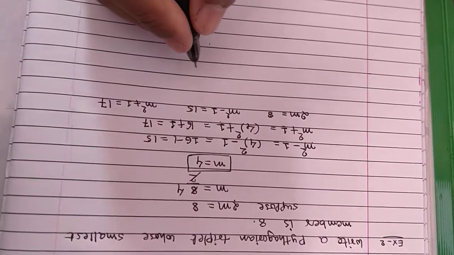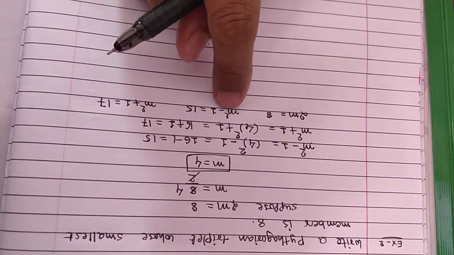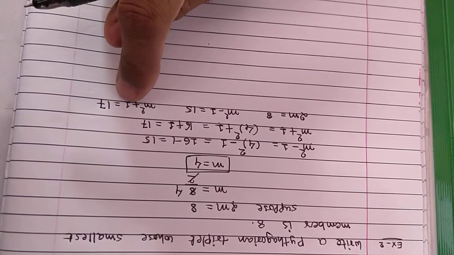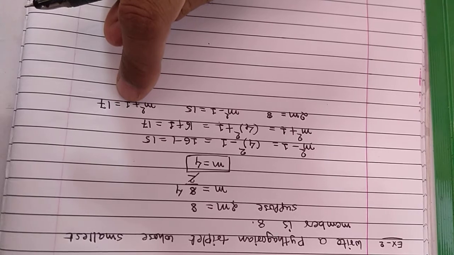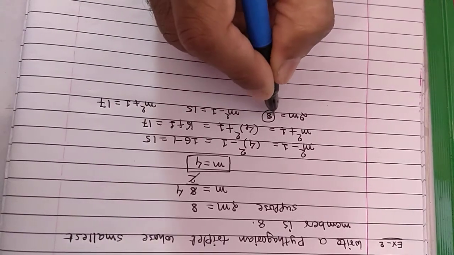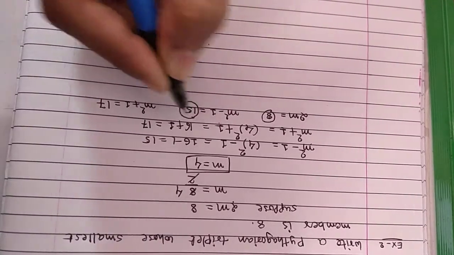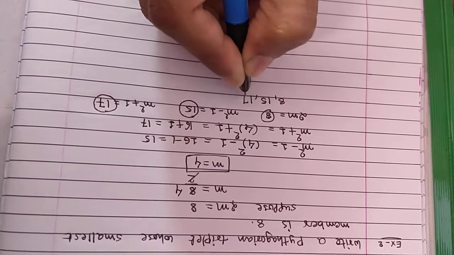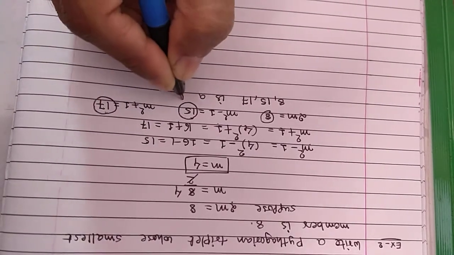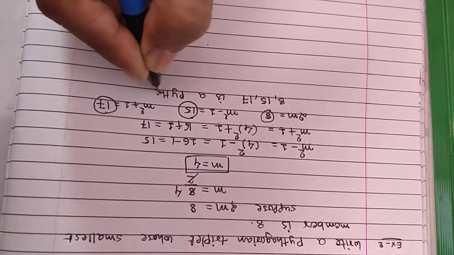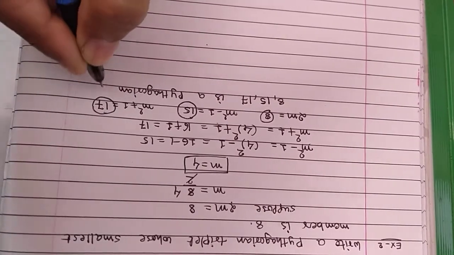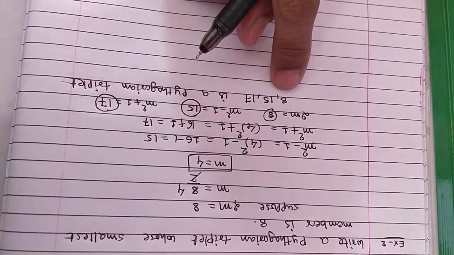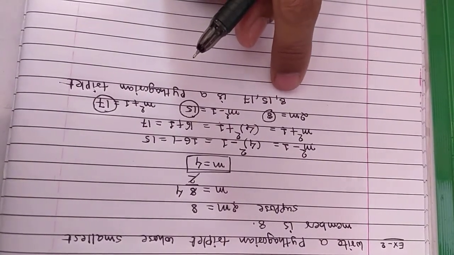So what was the rule? 2m, m square minus 1 and m square plus 1: these three numbers are a Pythagorean triplet. So the answer is 8, 15 and 17. So 8, 15, 17 is a Pythagorean triplet in which the smallest member is 8.